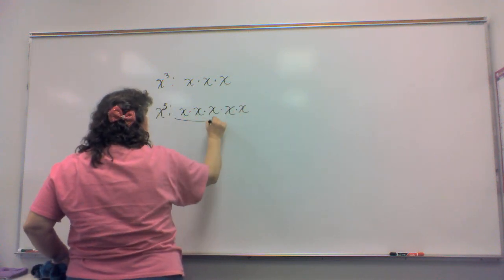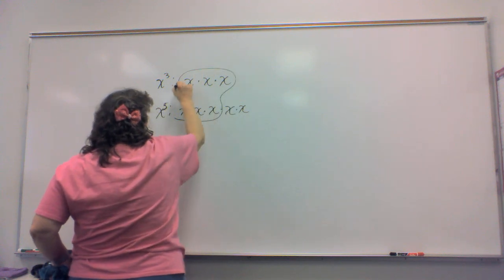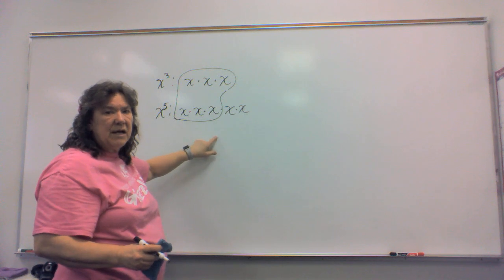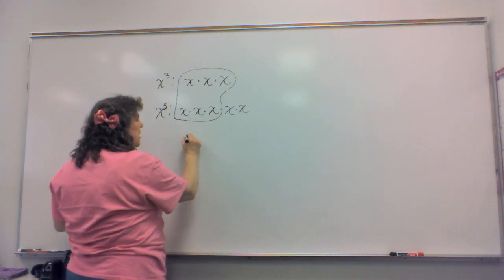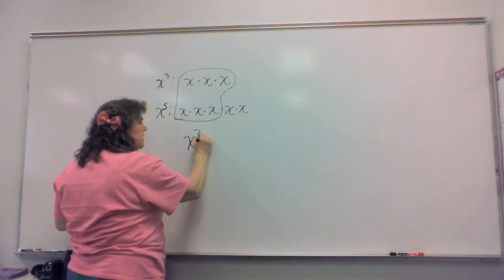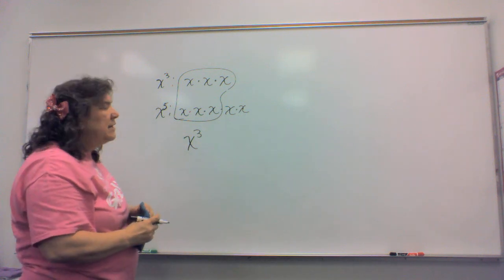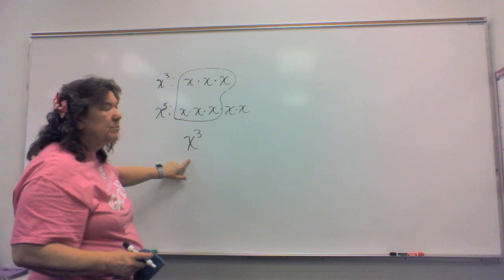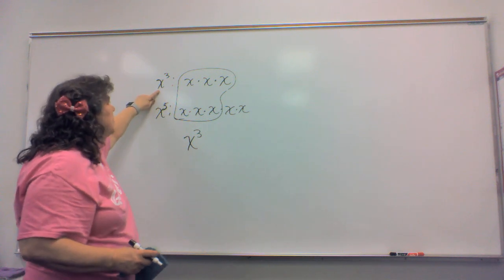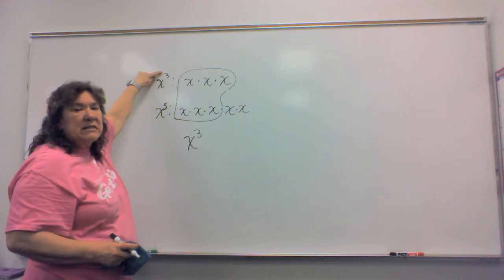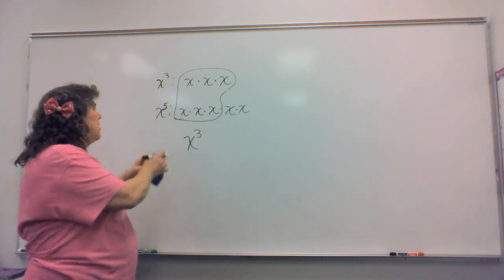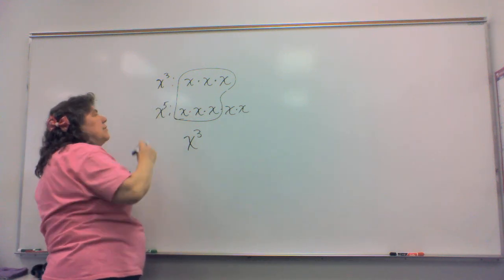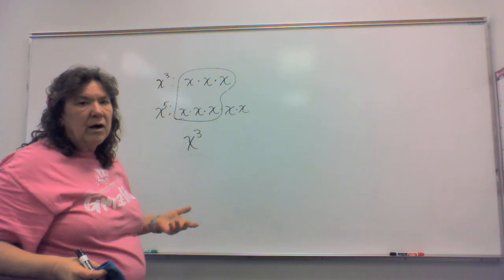When we look at this, we have 3 and 3. You see that? I have x as a factor 3 times in both of them. So therefore, my common factor here is x to the third. And notice that your common factor for variables is the variable with the smallest exponent, because 3 is smaller than 5. And therefore, that will give you your exponent common factor.